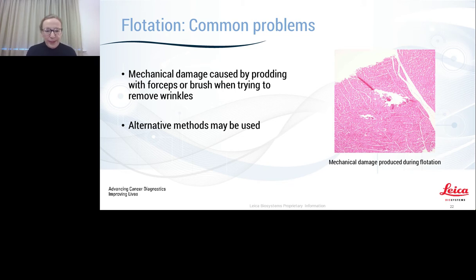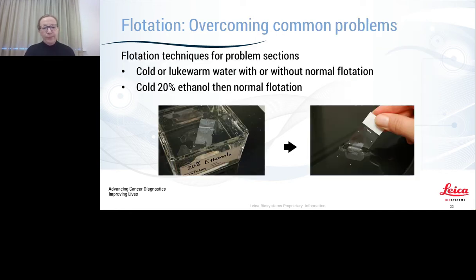So some common problems: mechanical damage caused by prodding with forceps or brush when trying to remove wrinkles. Think about some alternative methods if this is often a problem. You could consider a pre-cold water bath before the hot water bath, and this can sometimes be a control, particularly for more delicate tissues, or perhaps when people are just learning how to cut sections. Put the section onto a cold water bath, deal with the wrinkles there, and then transfer it onto a warm water bath for actual floating out.